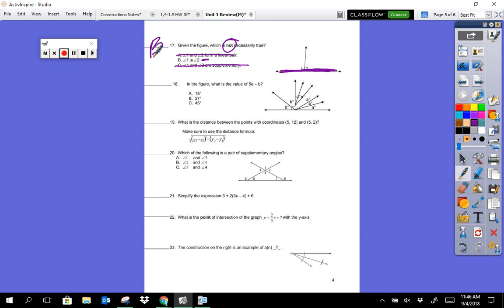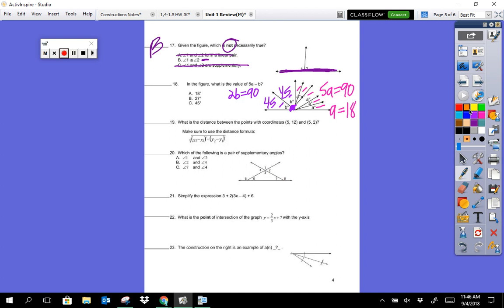18, in the figure, what is the value of 5a minus b? So we have to look at what we know here. We know that this is a right angle, okay, and if those are both b, both of these angles, I know those have to be equal. So I'm going to do 2b equals 90. Divide by 2, that's going to be 45. Okay, and then for the A's, I know that 1, 2, 3, 4, 5 A's, that's also going to equal 90. Divide by 5, and A is 18.